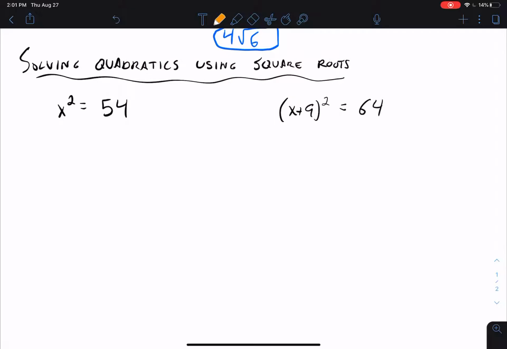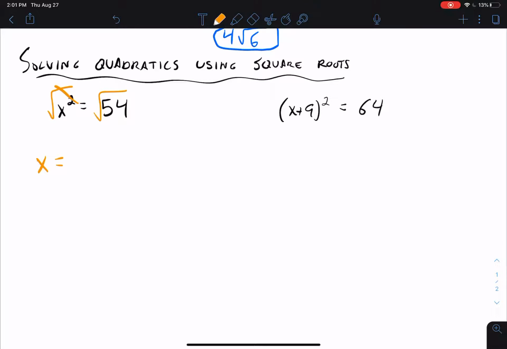All right, so let's talk about solving quadratics using square roots. So we've talked about solving linear equations so far, and now we're going to just expand that into quadratics. And quadratics is when we have an exponent of 2 on our variable, okay? So we have x squared equals 54. And the way that we undo something being squared is that we take the square root of it. Okay, so that can leave me with x on this side.